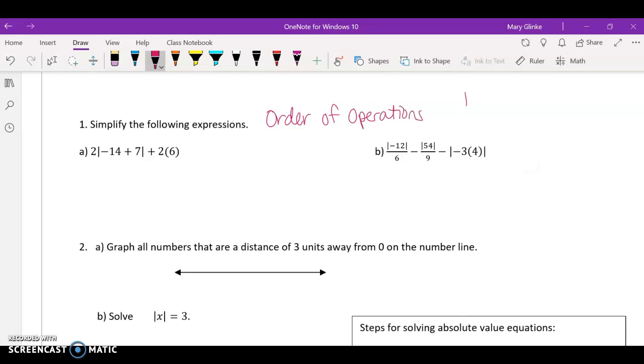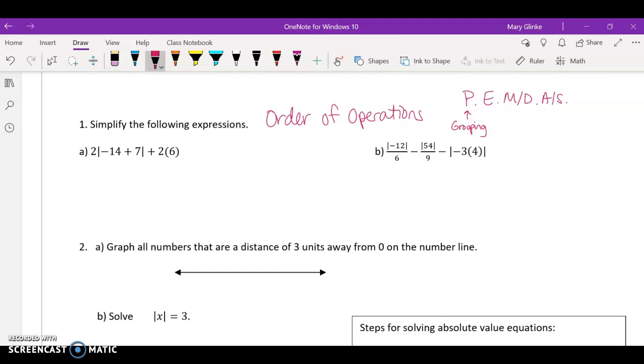The order of operations: parentheses, exponents, multiplication and division from left to right, and addition and subtraction from left to right. Now, a lot of times people say grouping instead of parentheses, because we don't just use parentheses as grouping. In fact, absolute value is a grouping symbol. So we have to simplify everything inside of the absolute value first, and then take the absolute value.